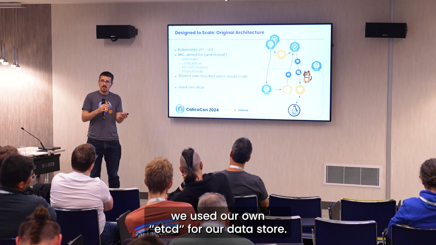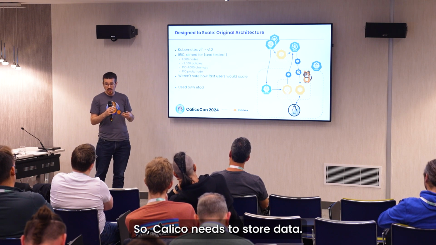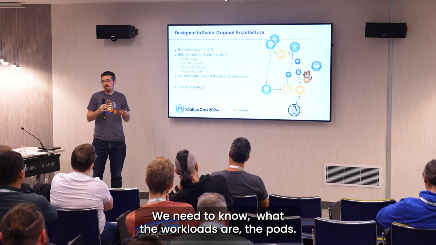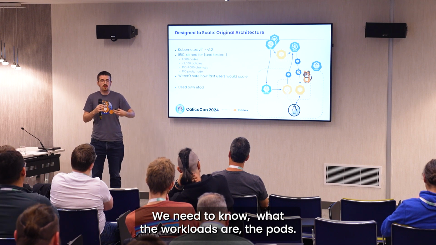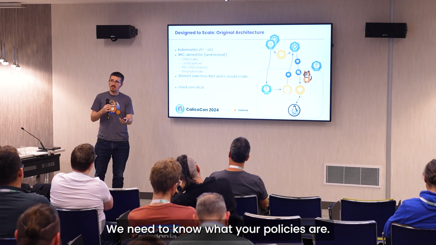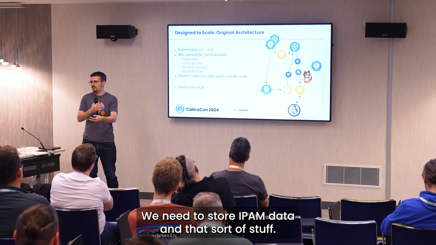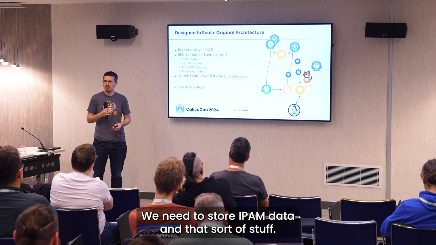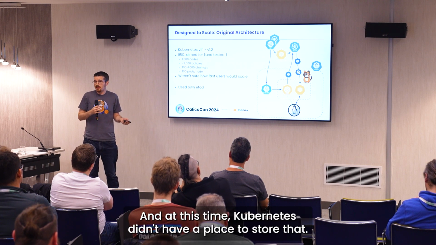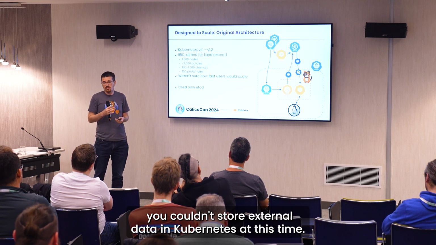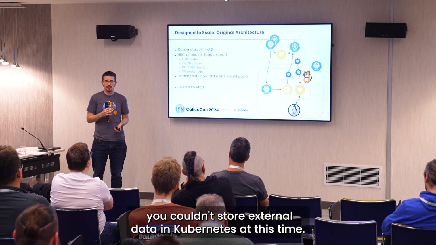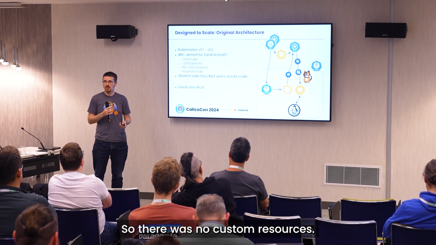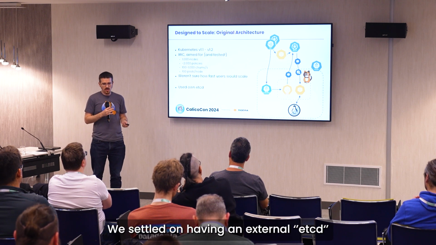We used our own etcd for our data store. So Calico needs to store data. We need to know what the workloads are, the pods. We need to know what your policies are. We need to store IPAM data and that sort of stuff. And at this time, Kubernetes didn't have a place to store that. You couldn't store external data in Kubernetes at this time, so there were no custom resources. We settled on having an external etcd.